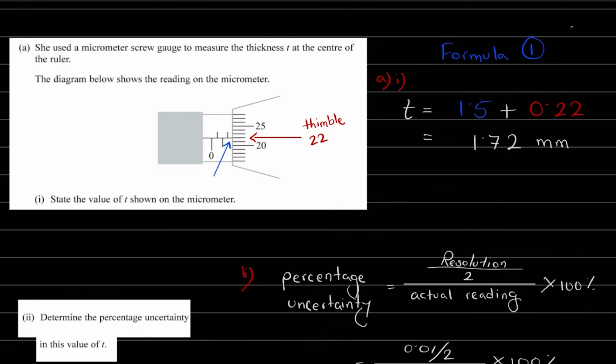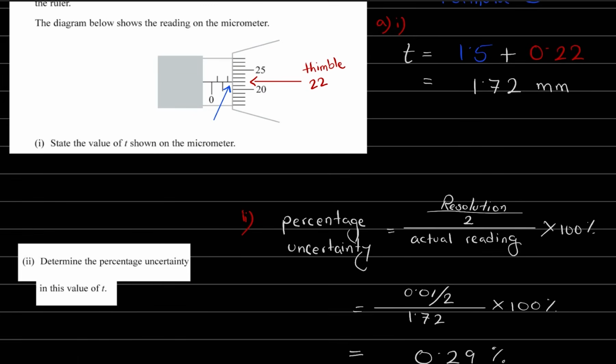Here is a math that asks us to find the percentage uncertainty. Here we can see that we are using the micrometer screw gauge. It has a resolution of 0.01. That is why we are using 0.01 divided by 2 here. According to the formula, the actual reading is 1.72, which we put here. That is how we get the formula.